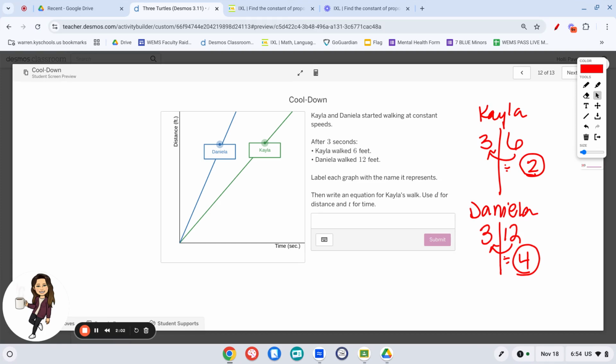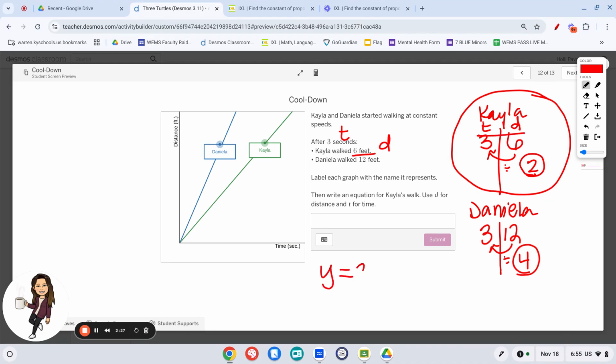And then as far as writing an equation, it says write an equation for Kayla. So we'd be looking at this right here. We know our constant is 2. It says use D for distance and T for time. So what you have to do is match up. 3 seconds would be time, so time would go over here. And then your distance would be 6 feet. So we know it has to look like y equals 2x, and then we just match our letters up. So D is in the y spot, so it would be D equals 2t as for writing the equation.